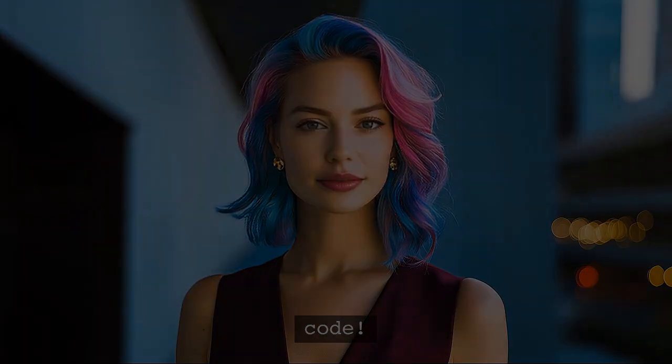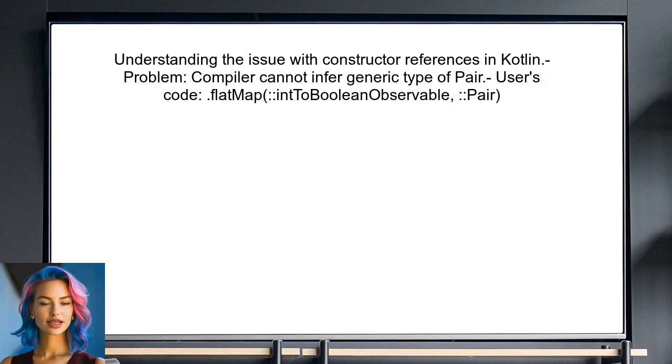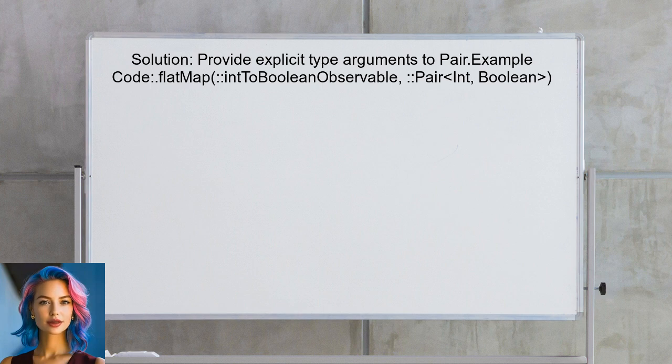To address the user's issue with the Kotlin code, we will first clarify the use of constructor references with generics. The user is trying to use the Pair constructor directly, but the compiler struggles to infer the generic types. One effective solution is to provide explicit type arguments to the Pair constructor. This helps the compiler understand what types it should expect.